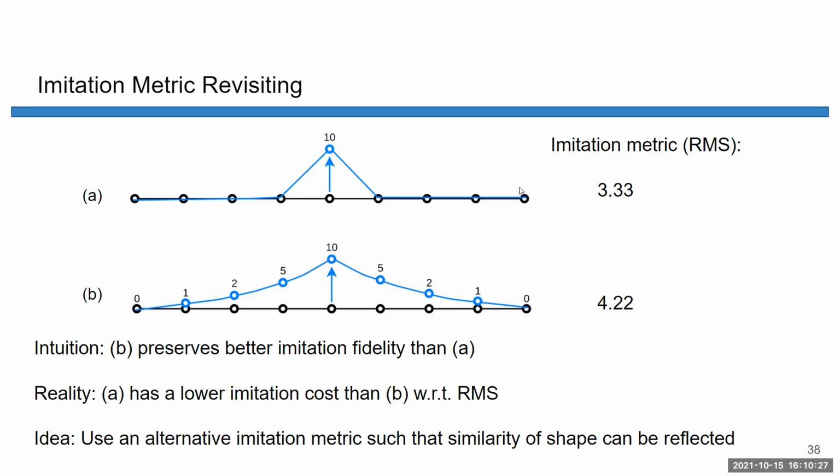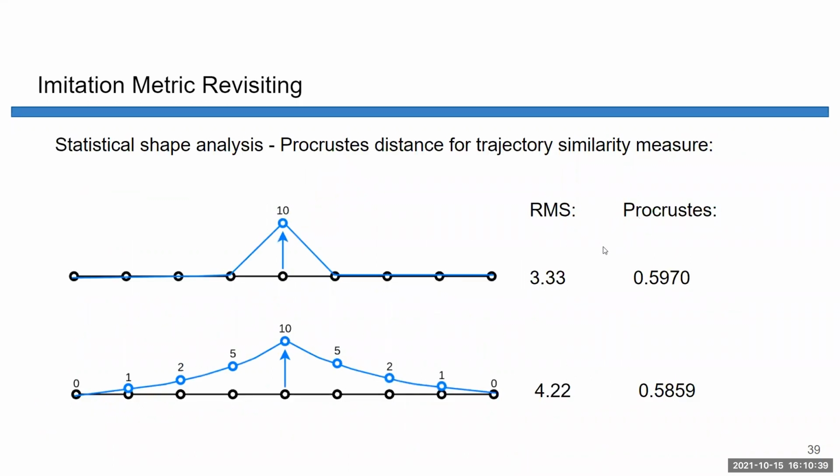Our idea is that shape similarity should be reflected by the new imitation metric. We can consider tools from statistical shape analysis, for example, the Procrustes distance for trajectory similarity measure. So by using the Procrustes metric, we see that mode B has a smaller imitation error.